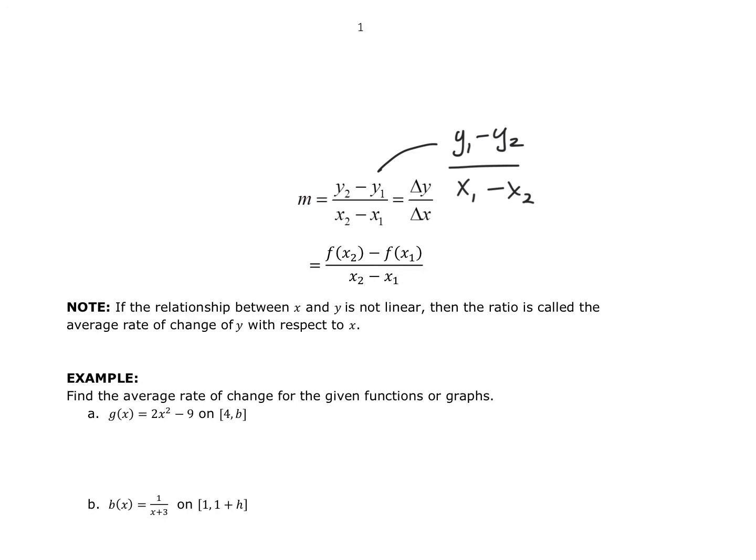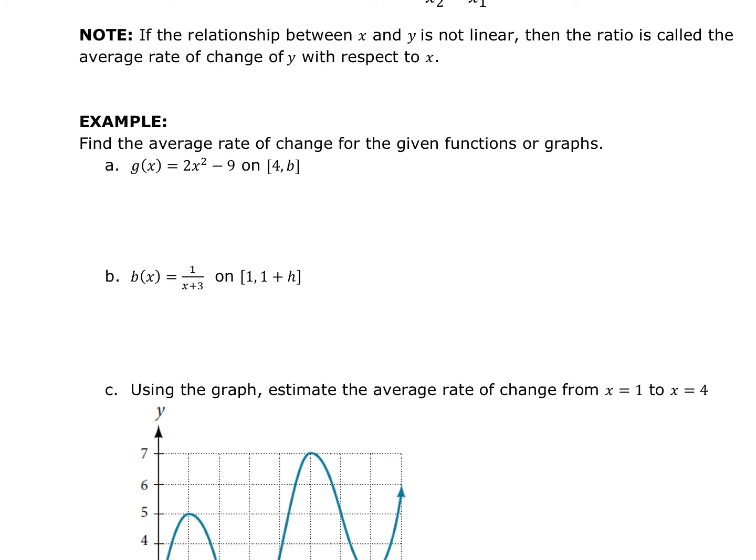If we don't have a line, and we're talking about this average rate of change, then it is not the slope of the function. If we're talking about a function, it is the slope of the secant line of the function. And what does that mean? Well, let's take a look at this first example here, and it says, what is the average rate of change for this given function or the graph?